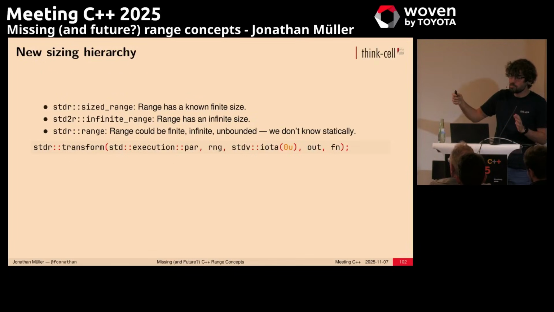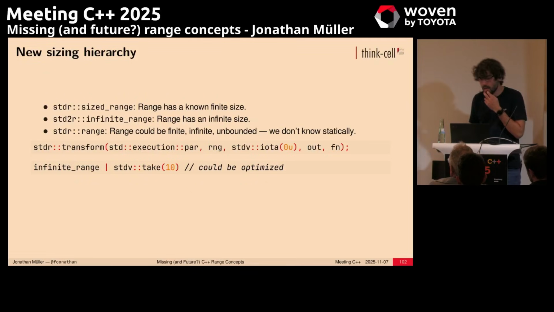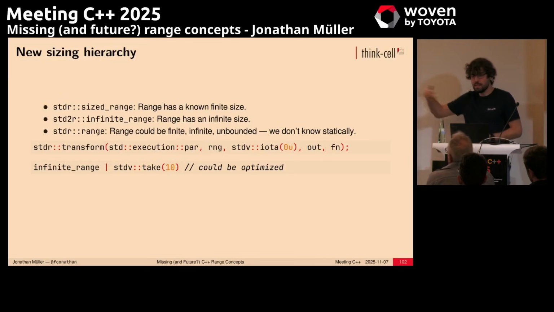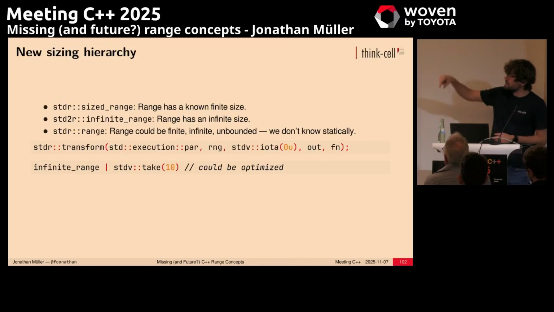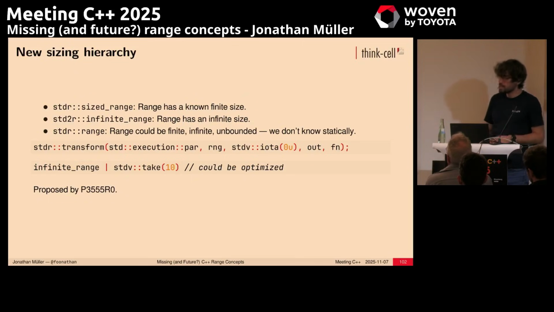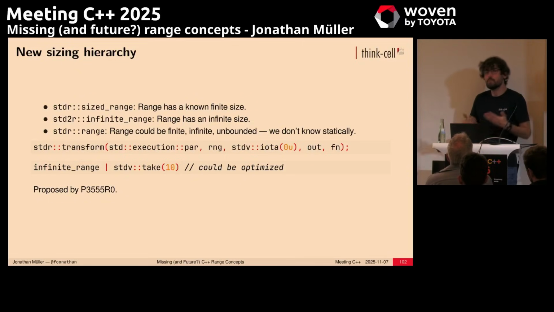So we could relax the requirements to make this code compile by saying either both are sized, or one is sized and the other one's infinite. We could also optimize take on an infinite range, because take has to do the bounds checking. If the range is smaller than 10, it has to stop early. But if we know that it's infinite, then we can optimize it and don't need to do the bounds checking. And this is what I originally proposed in a paper. But then it was discovered that actually the entire thing is undefined behavior to begin with, so what's the point?